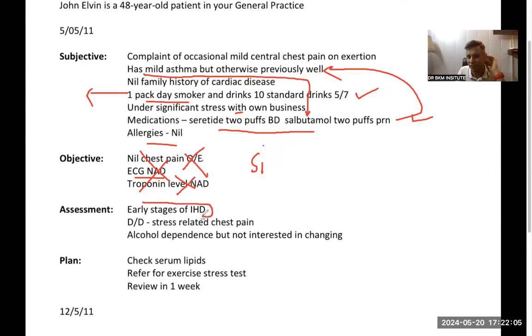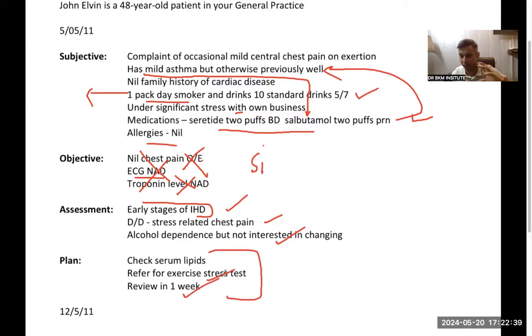Assessment: early stages of IHD, ischemic heart disease, when he came for the first time on 5th May. And if you remember, today's date is 1st June. So that means 25 days ago, on 5th May, the patient had mild chest pain, early stages of IHD, stress-related chest pain, and alcohol dependence, but not interested in changing. So we did check serum lipids, referred for the exercise stress test, and review in 1 week.